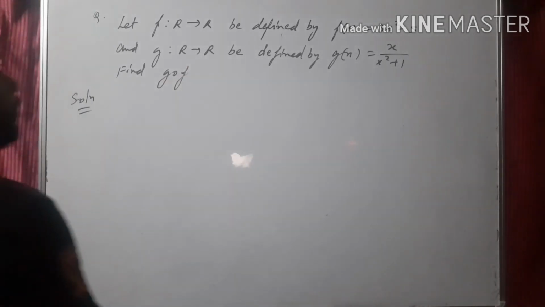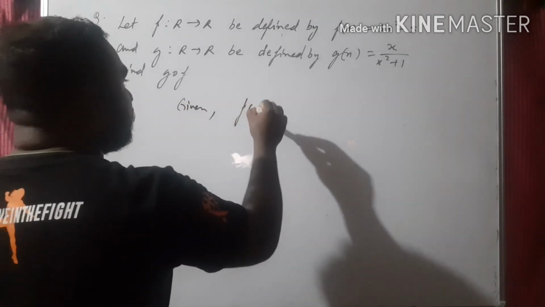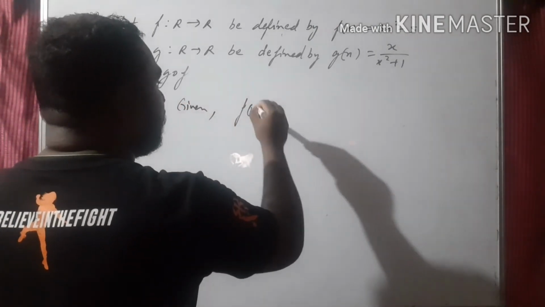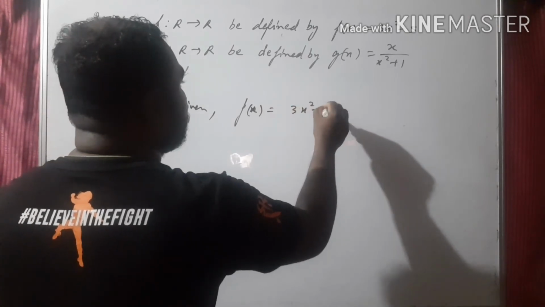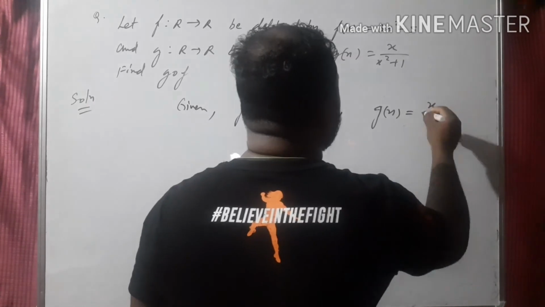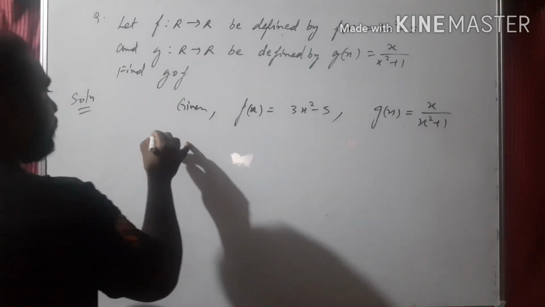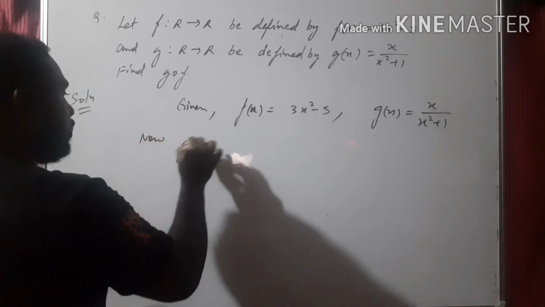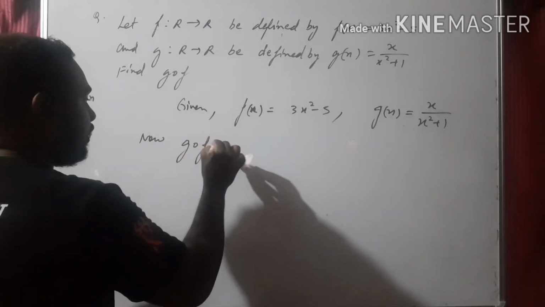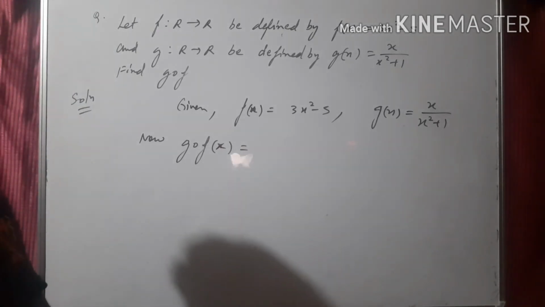Okay, so here we have f defined by f(x) = 3x^2 - 5, and g is defined by g(x) = x/(x^2 + 1). Now I want to find g of f. In order to find it, I will have to take an element x.